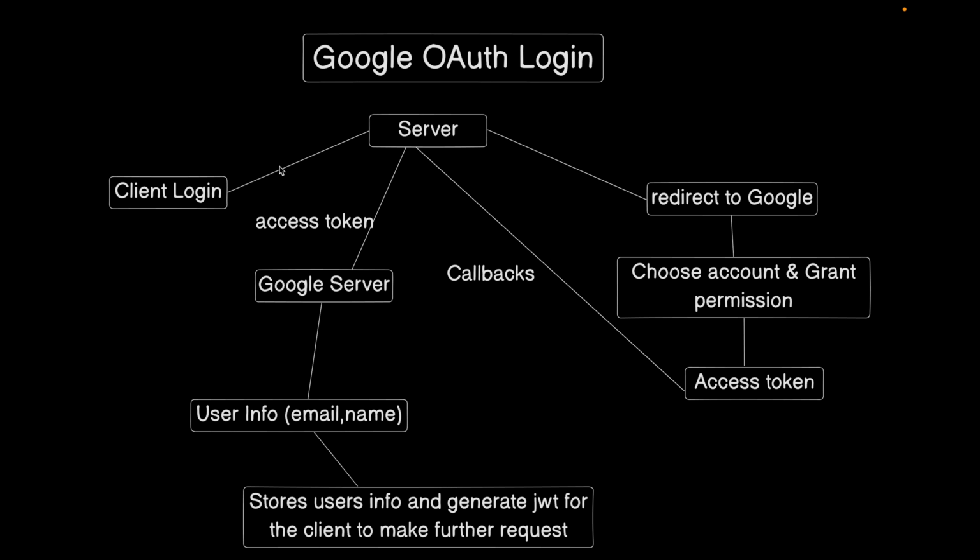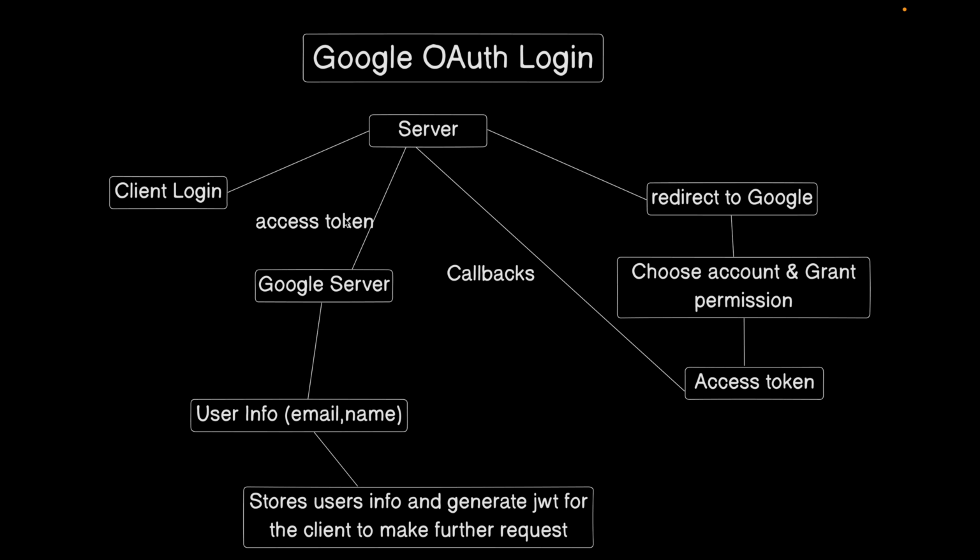The process begins when clients make a login request to our server, and in response, our server redirects the clients to the Google login page. This redirection includes parameters like client ID and redirect URL. The user selects their Google account and grants the requested permission to proceed. Once the user approves, the Google Authorization Server redirects back to our server's callback URL along with the access token.